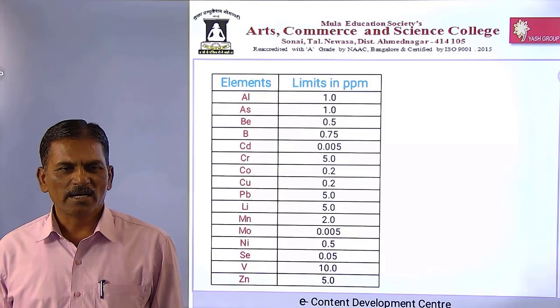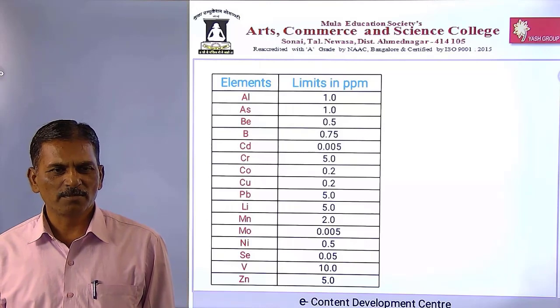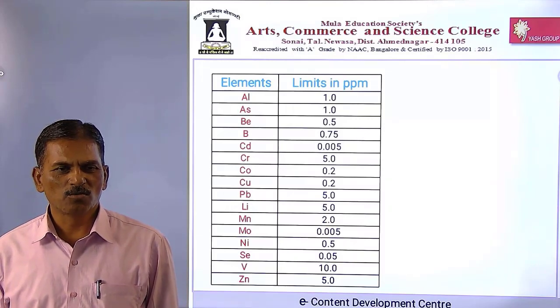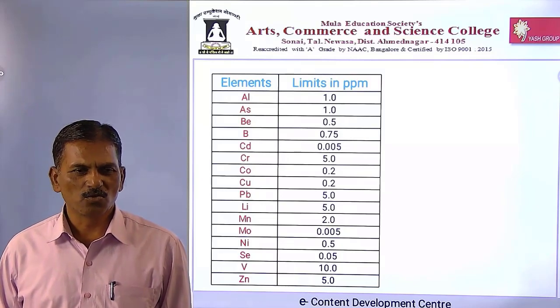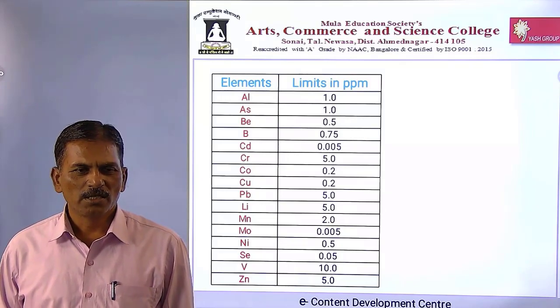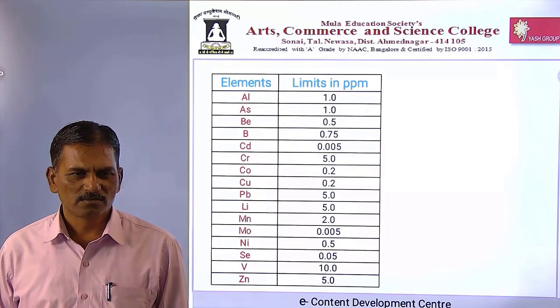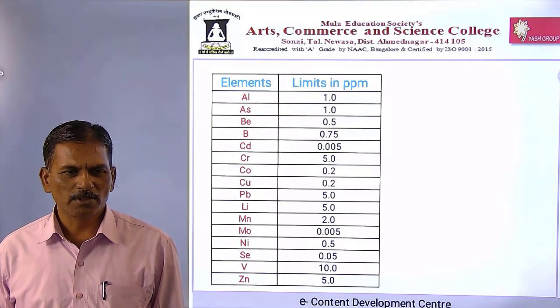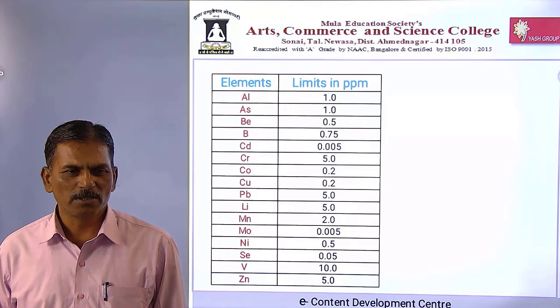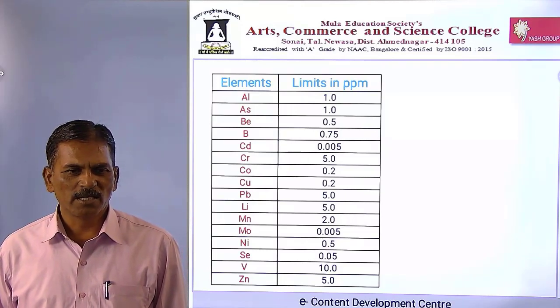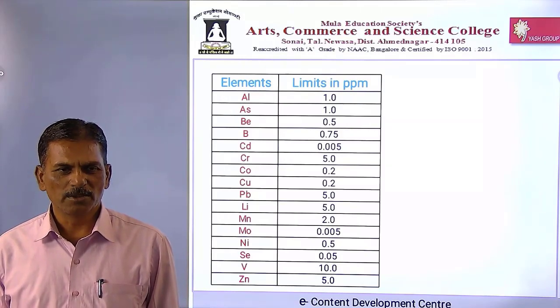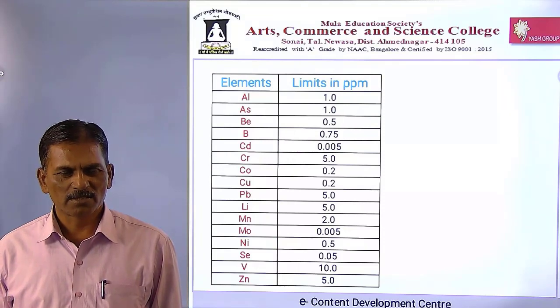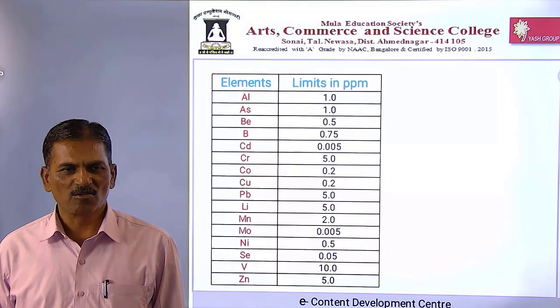Aluminium 1 ppm, arsenic 1 ppm, beryllium 0.5 ppm, boron 0.75 ppm, cadmium 0.005 ppm, chromium 5 ppm, cobalt 0.2 ppm, copper 0.2 ppm, lead 5 ppm, lithium 5 ppm, manganese 2 ppm, molybdenum 0.005 ppm, nickel 0.5 ppm, selenium 0.05 ppm, vanadium 10 ppm, and zinc 5 ppm. These are the permissible limits of elements in irrigation water.